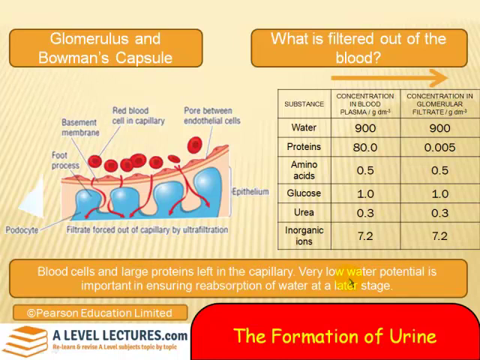The very low water potential is important in ensuring reabsorption of water at a later stage. So when your blood leaves via the efferent arteriole, it's got very low water potential, which means it can readily absorb stuff at a later stage inside the kidney.